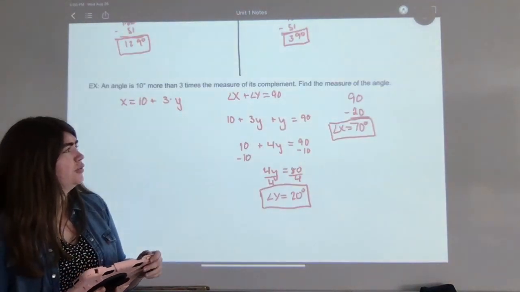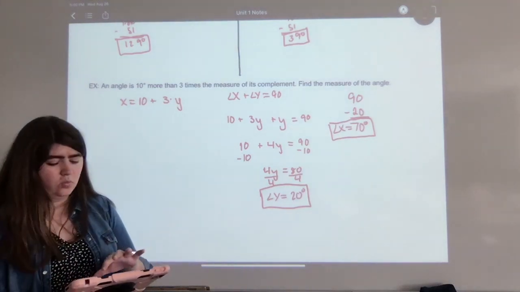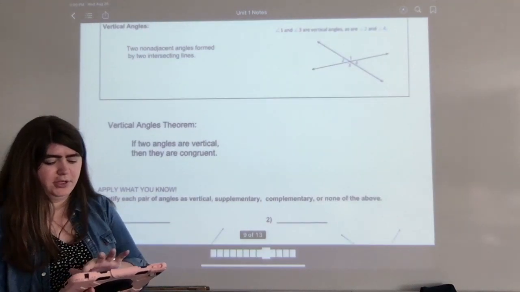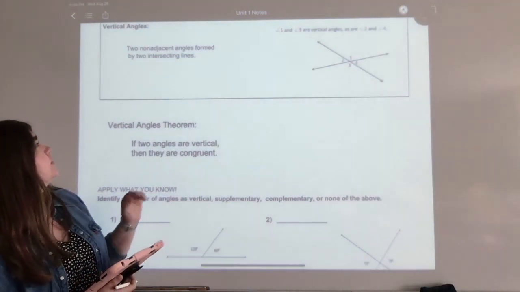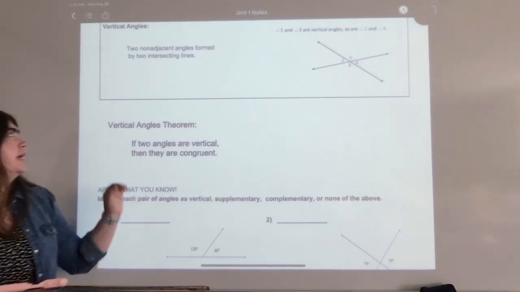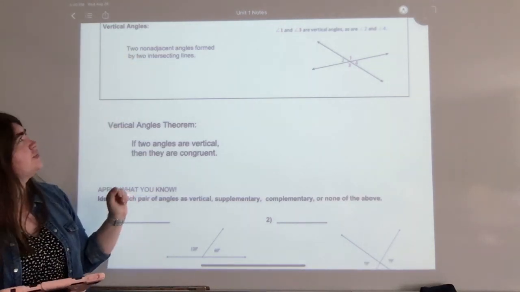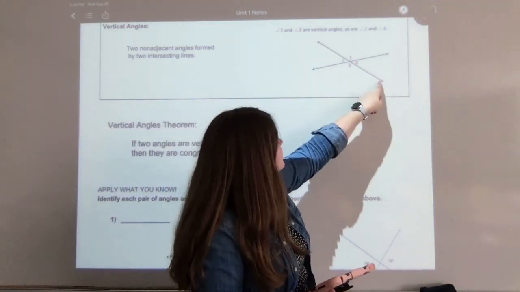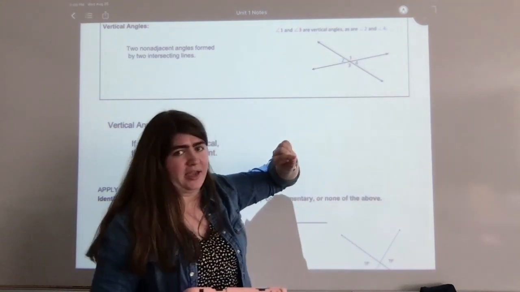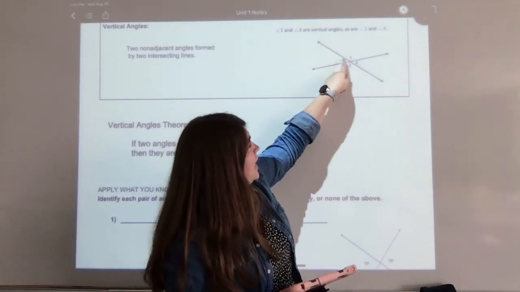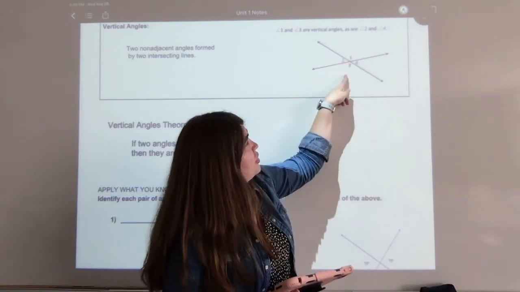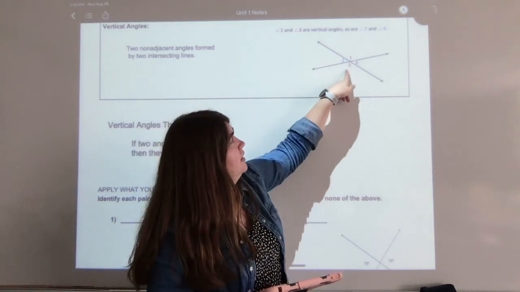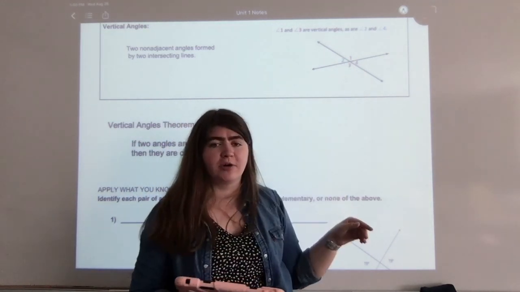All right, let's go ahead and move on to the next page where we have one last vocabulary word and one last theorem in this lesson. Our vocabulary word is vertical angles. Vertical angles are two non-adjacent angles formed by two intersecting lines. So I have these intersecting lines here, and when they intersect, it creates this bow tie pattern in both directions, and the opposite angles, 1 to 3 and 2 to 4, are what we call vertical angles.